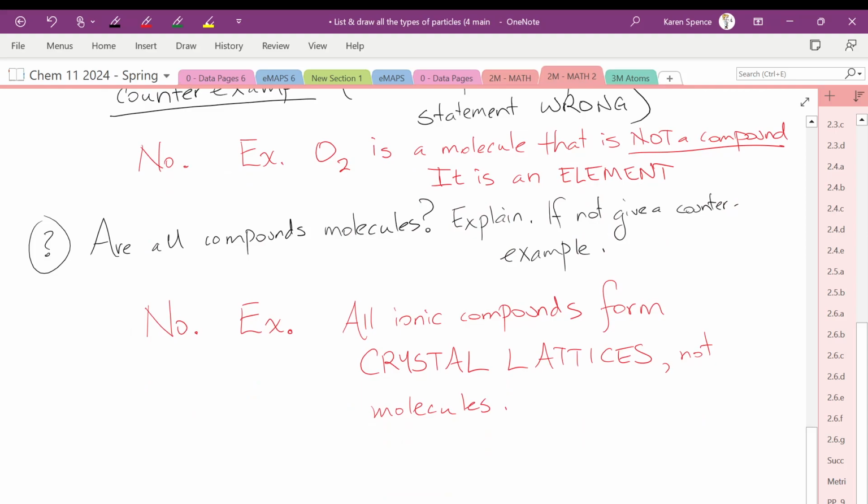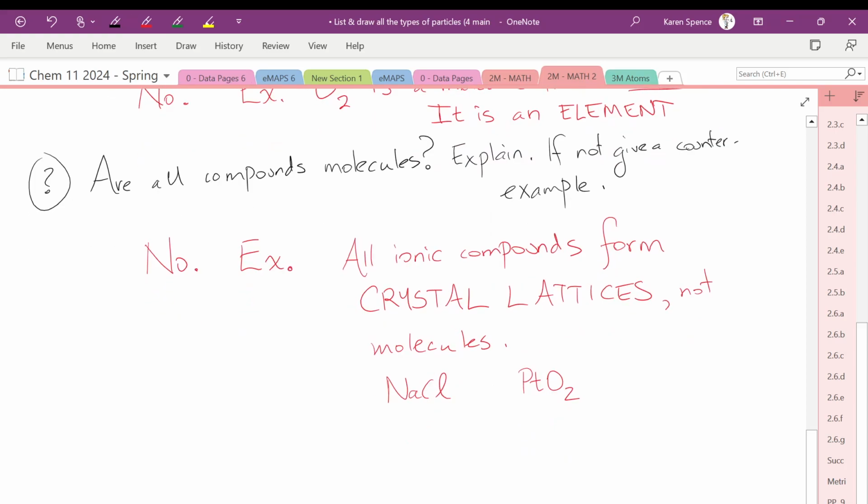And so, for example, you could say, what's an example of an ionic compound? Pick a metal, any metal. NaCl. What's another metal? Platinum, ooh, let's have platinum(IV) oxide, PtO2. Okay, that is platinum(IV) oxide.